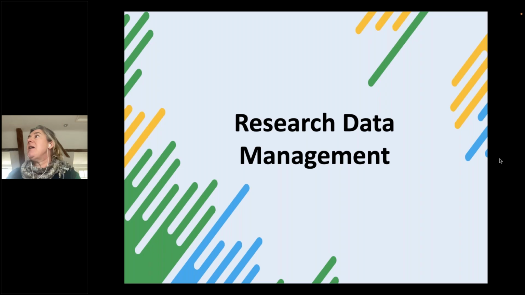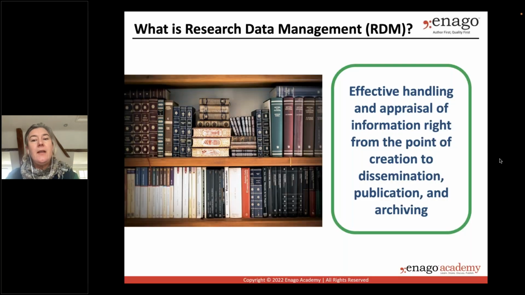So thinking about research data management, there's quite a good definition here for what research data management is. The effective handling and appraisal of information from the point of creation through dissemination, publication, and to archiving. So it's really the end-to-end process of the data.